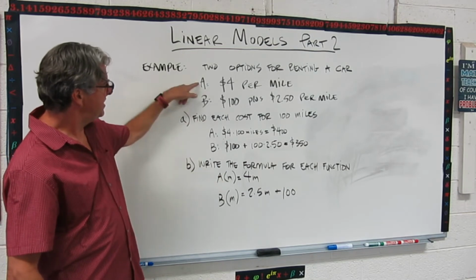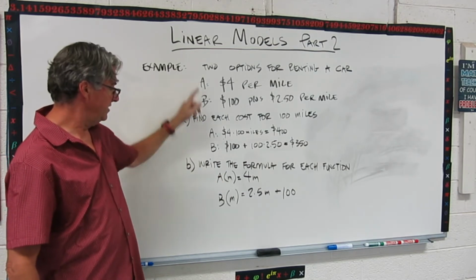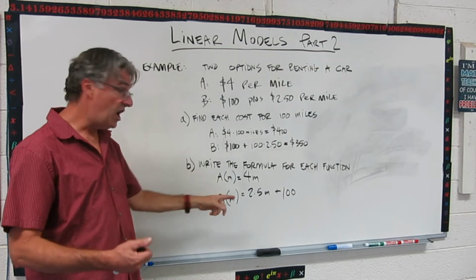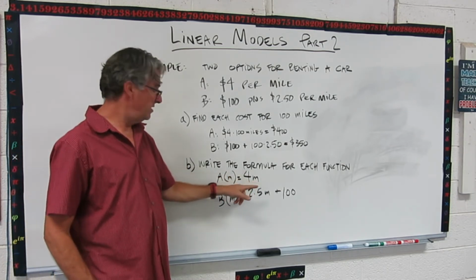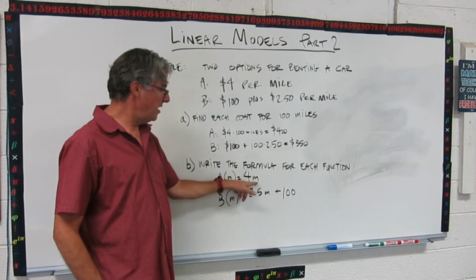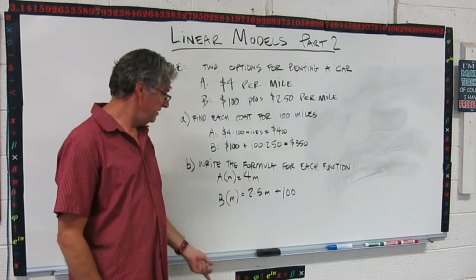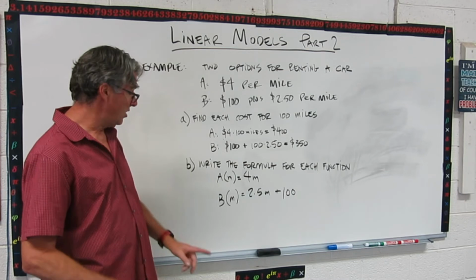I'm using the letters here for our rules as we got them first. So A of m, which is the cost as a function of miles, is going to be 4 times m. That's the $4 times the number of miles. Pretty simple function. Second one is only a little bit more complicated.